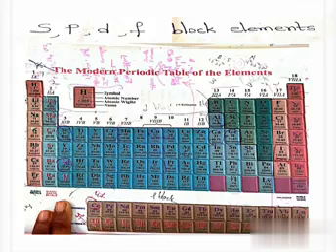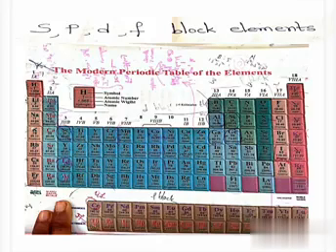Next, boron has atomic number 5, electronic configuration 1s2, 2s2, 2p1. The last electron enters the p orbital, that's why it is called a p block element. Carbon has atomic number 6, electronic configuration 1s2, 2s2, 2p2. The last electron enters the p orbital, so it is a p block element. Nitrogen has atomic number 7, configuration 1s2, 2s2, 2p3, a p block element. Oxygen has atomic number 8, configuration 1s2, 2s2, 2p4, also a p block element.